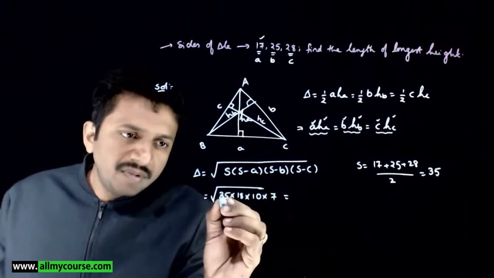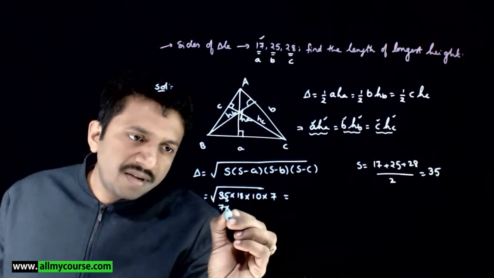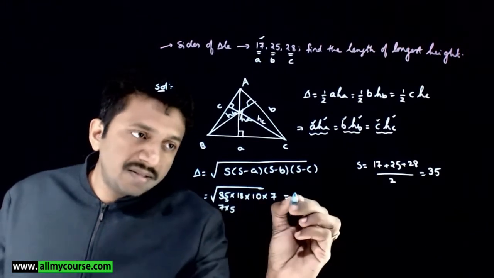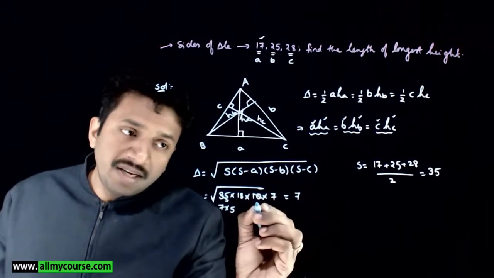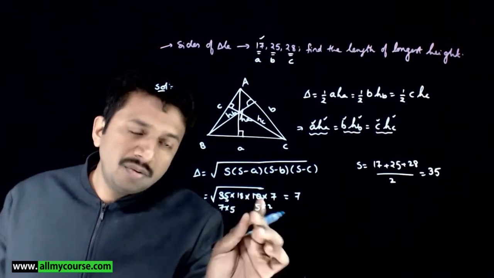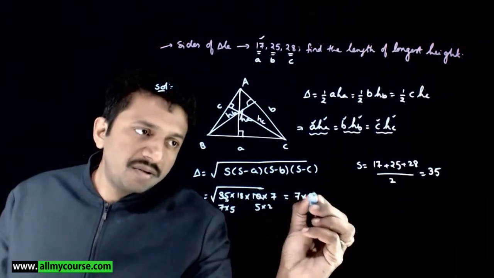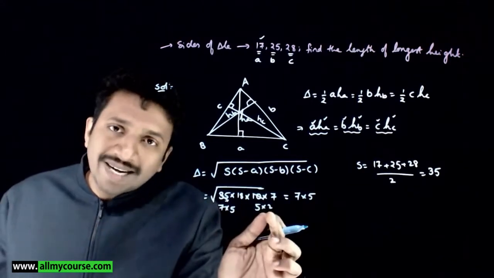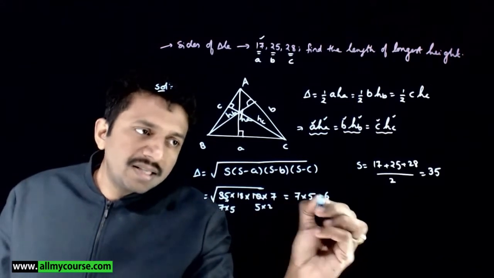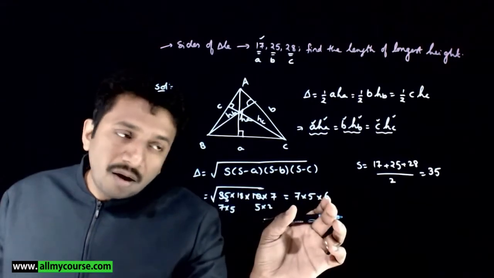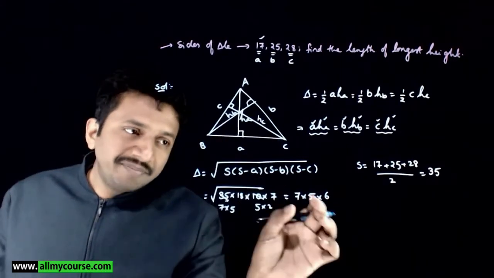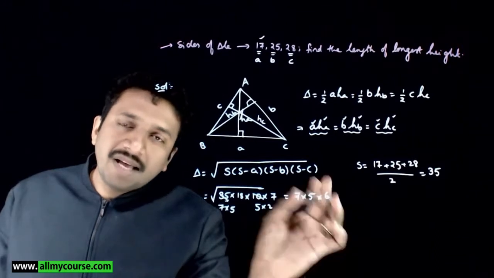So within 35 you have a 7 and a 5. So two 7s, you get one 7 outside. So within 10 you have 5 into 2. So you have two 5s here, so you get a 5 outside. So 18 into 36, so you get a 6 outside the square root. So the area of this triangle is 7 times 5 times 6.